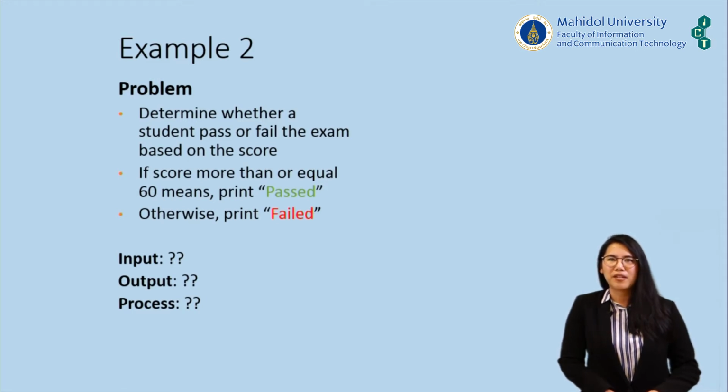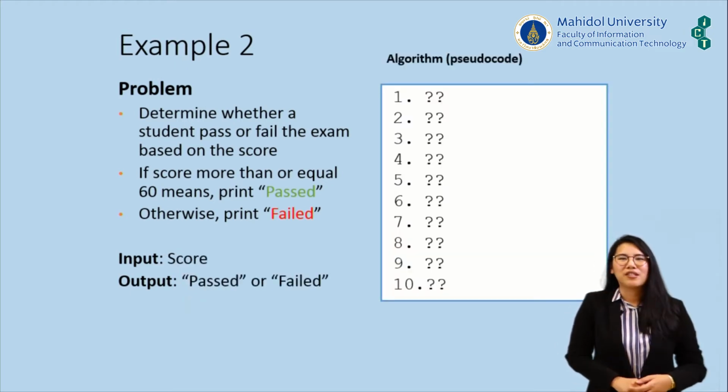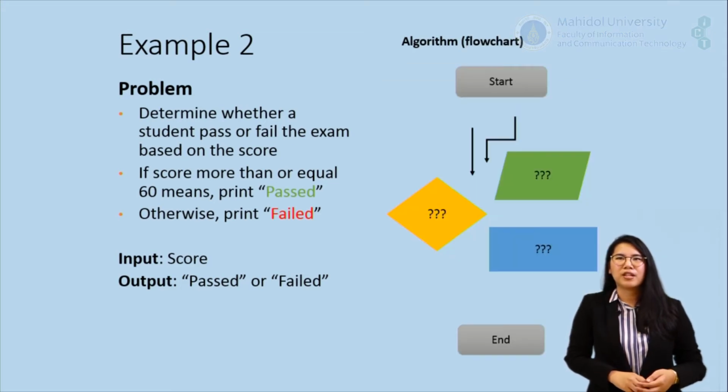Determine whether the student passes or fails the exam based on the score. So if the score is more than or equal to 60, print pass, otherwise print fail. From here, are you able to identify input, output, process? I will hint you a little bit: the input is the student score and the output is to print out whether it is pass or fail. So you can pause the video a little bit and write down the pseudocode for this example. And if you finish, you can draw the flowchart for this example as well, and you can come back later with the sample solution.